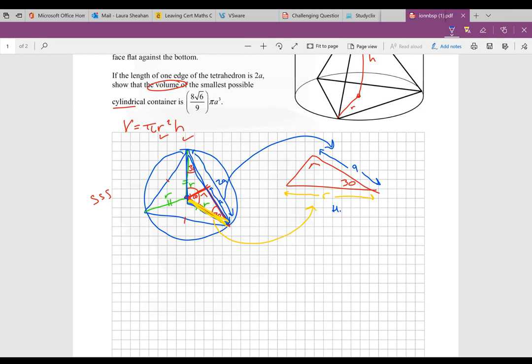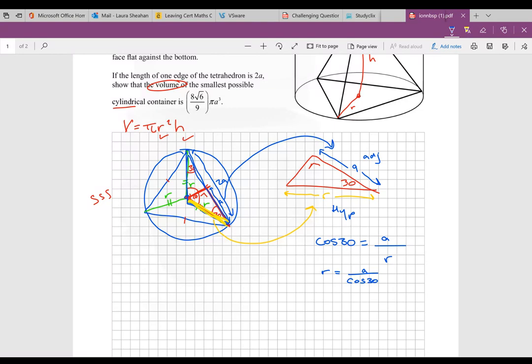Okay, so label this as hypotenuse, label this as adjacent. So I can use cos of 30 is equal to the adjacent, which I know is A, over the hypotenuse, which I know is OR. A little bit of rearranging here gives that OR is equal to A over cos 30.